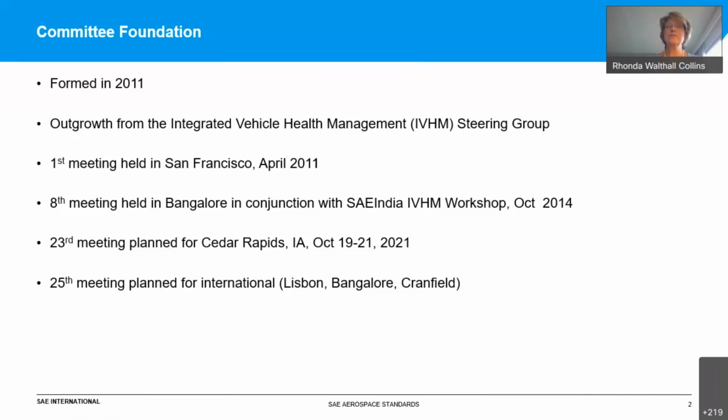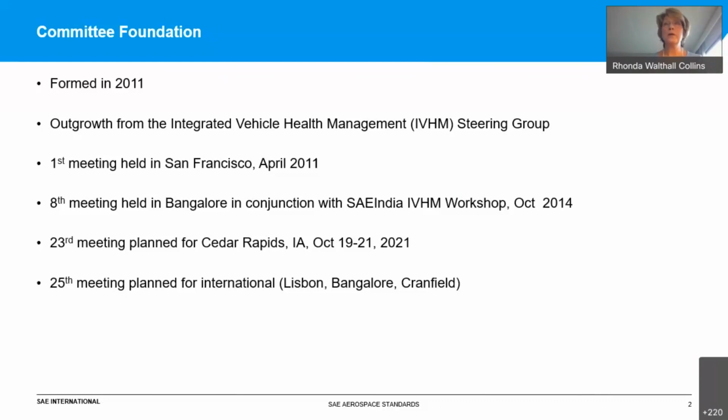We held our very first meeting in San Francisco in April 2011. Our 8th meeting was actually held in conjunction with SAE India in Bangalore in October 2014. Several of our committee members, including myself, participated in that workshop in a wonderful panel session. Our next meeting is coming up in a couple weeks.